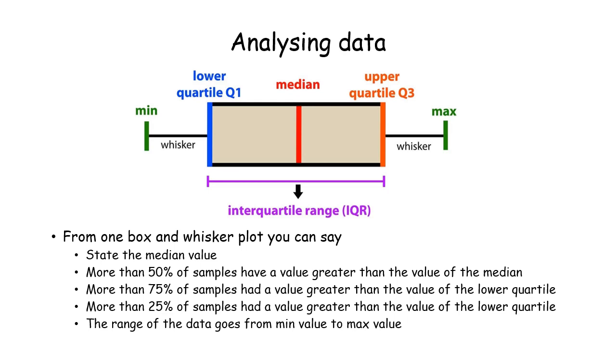Or 75% of samples have a value greater than the lower quartile range, or 25% of samples have a value greater than the upper quartile range. Or you can quote the range of the data from whatever the lowest value is to whatever the highest value is. There's quite a lot that you can give in terms of analysing a box plot.